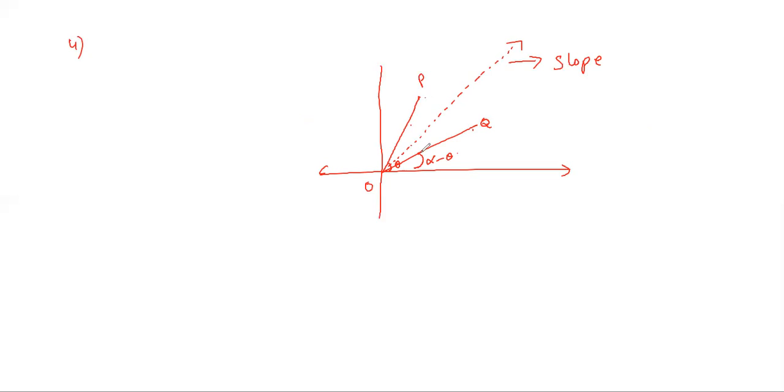See here, this is alpha minus theta. Total angle is alpha. So what is the angle POQ? Suppose you consider this one. POX is theta, QOX is alpha minus theta. What is the angle POQ? Theta minus alpha minus theta, that is 2 theta minus alpha. So the total angle is 2 theta minus alpha. Correct?